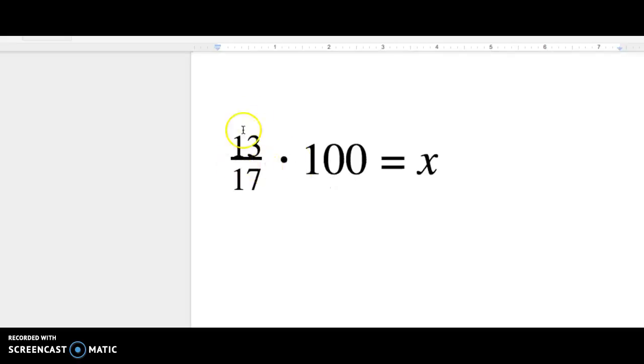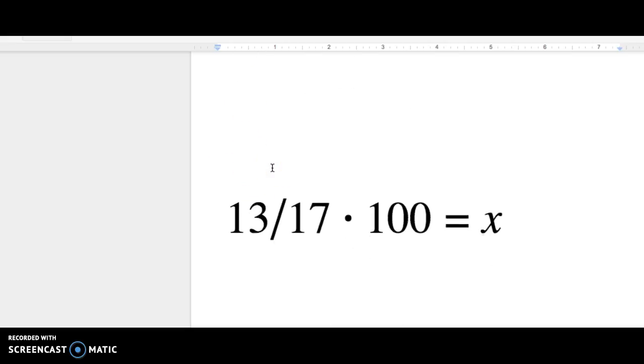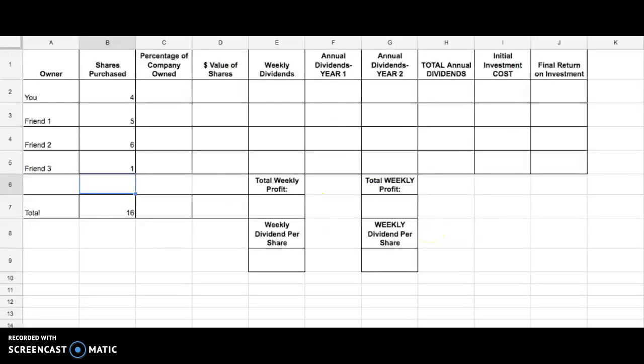And then we got to figure out how to type a fraction into a spreadsheet. Well, fraction signs are just division signs. So to find the percentage that this person got on their paper, if they got 13 out of 17 correct, would be 13 divided by 17, part over the whole, times 100. And the same thing's going to happen with our stocks here. We've got 4 out of 16. So that's how we'd get our percentage of the company owned.